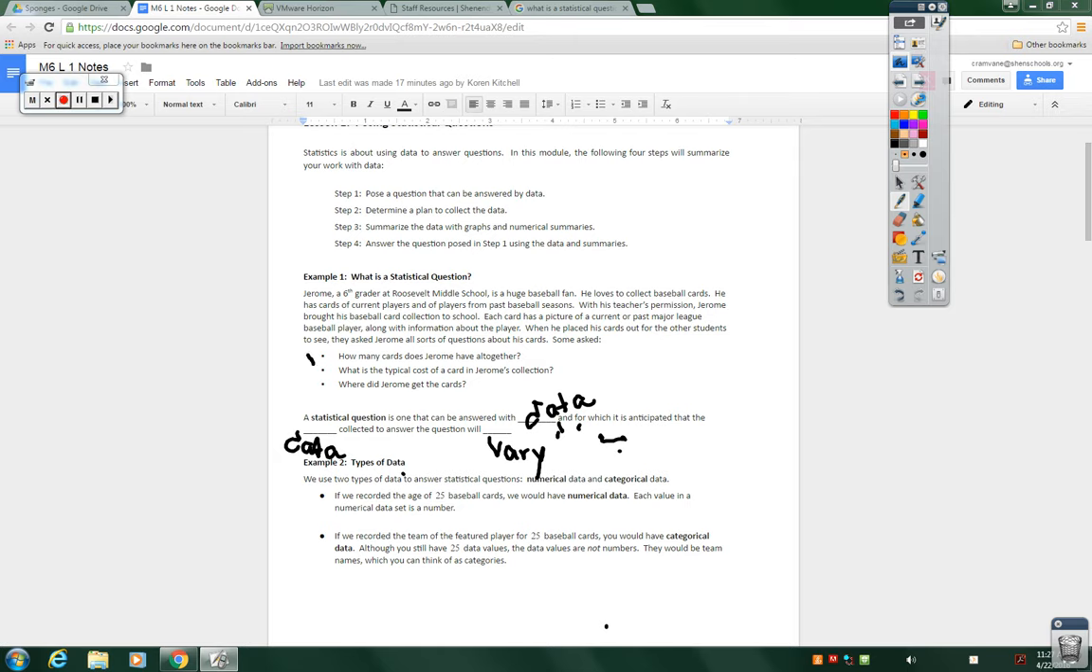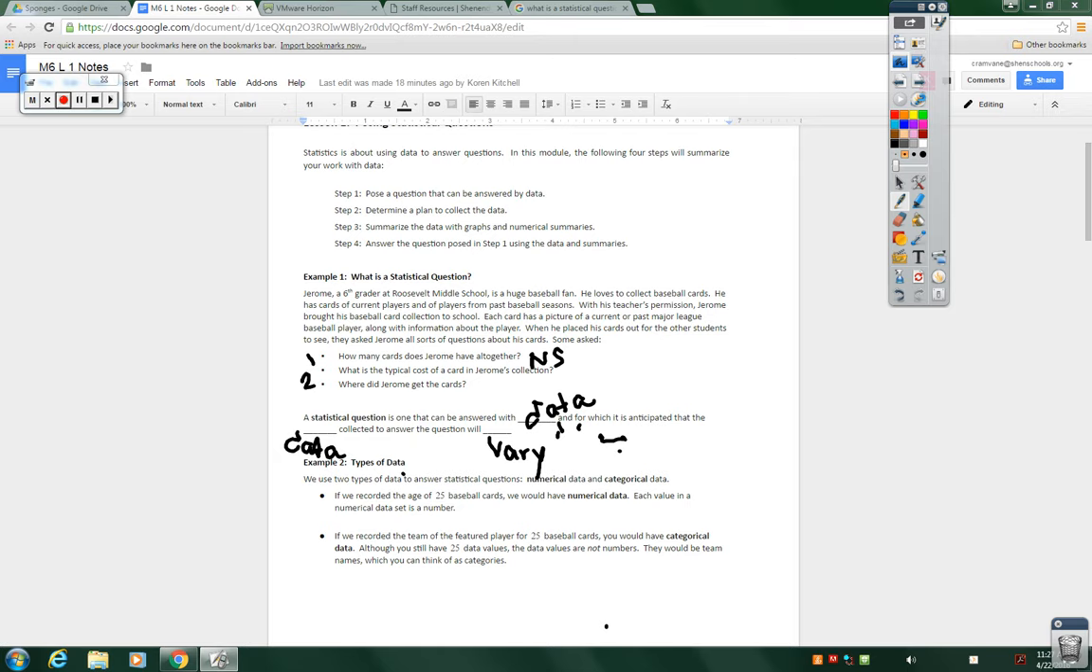Question 1. How many cards does Jerome have altogether? Okay, this is considered a non-statistical question. It's non-statistical because the data from this question is not going to vary. He's going to have 50 cards, or he's going to have 100 cards. He's not going to have a different amount of cards at that one particular point in time. So this is a non-statistical question.